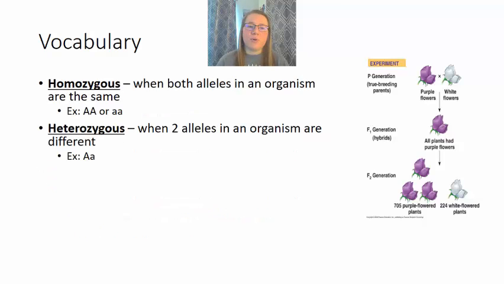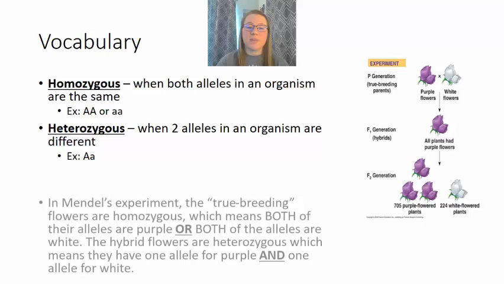You also need to know the vocab terms homozygous and heterozygous. So homozygous is when both alleles in an organism are the same. So is it capital A, or is it lowercase a? So homozygous, we are referring to that genotype. Heterozygous is when those two alleles are different. So we have capital A, lowercase a. Again, we are referring to the genotype.